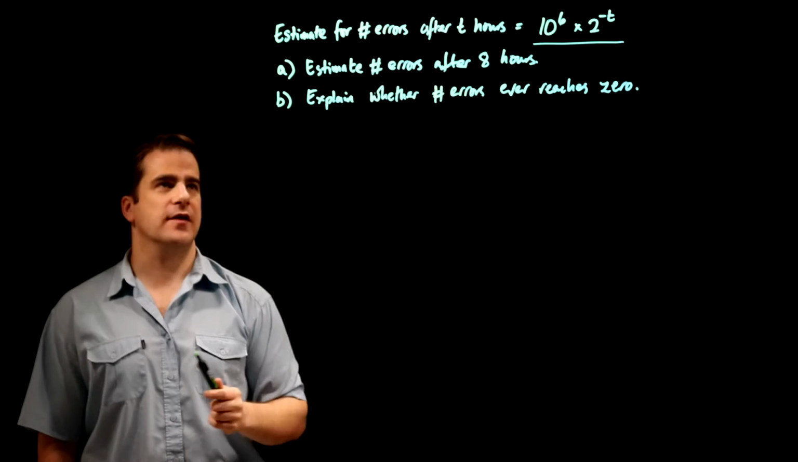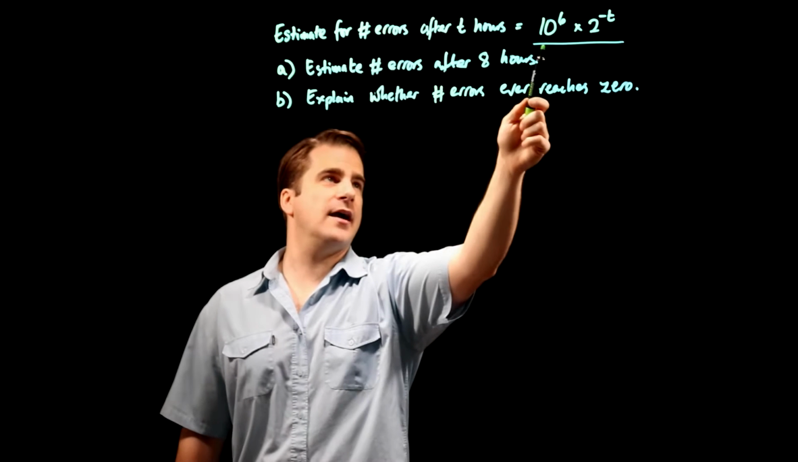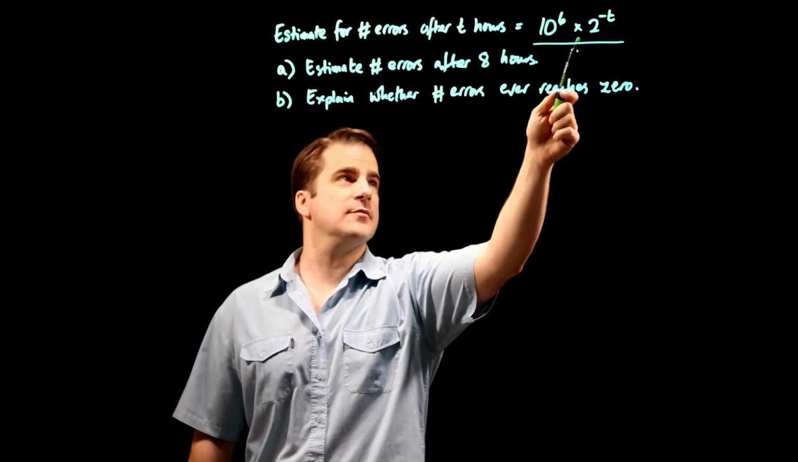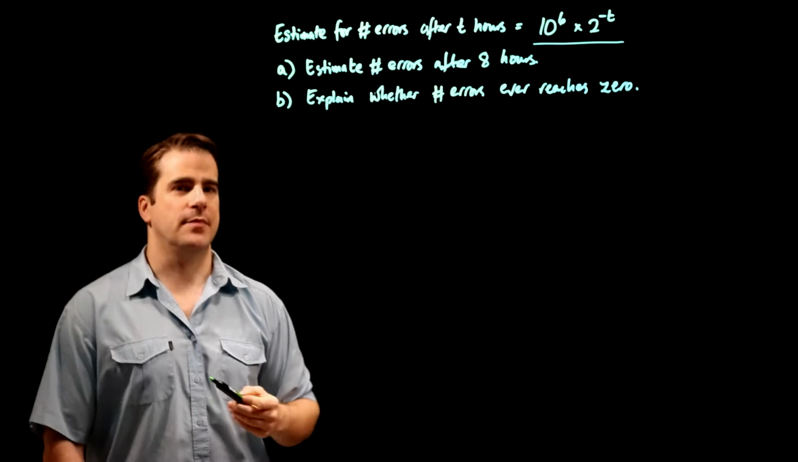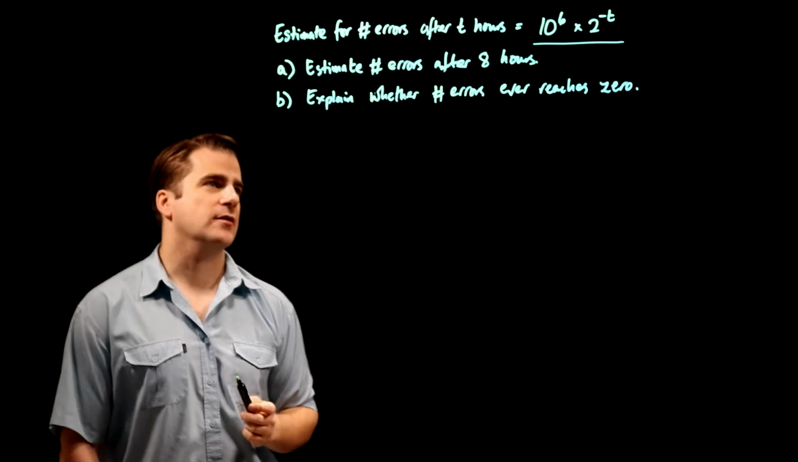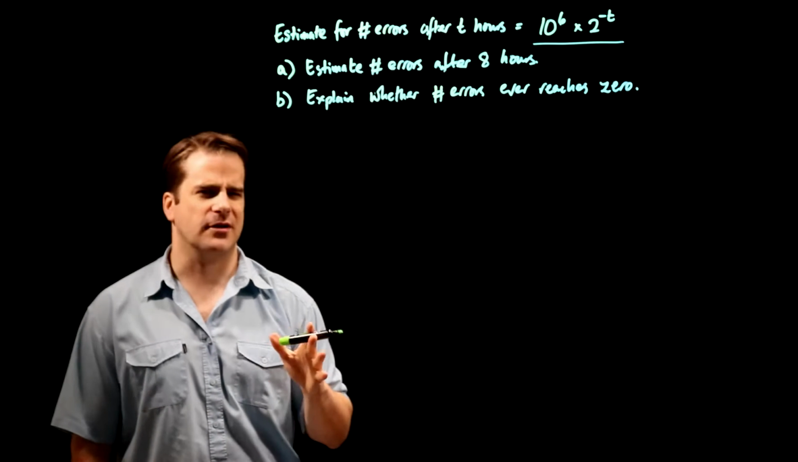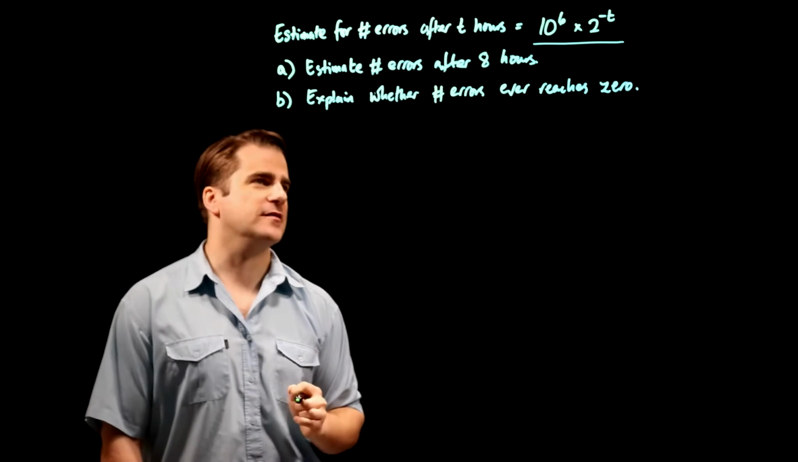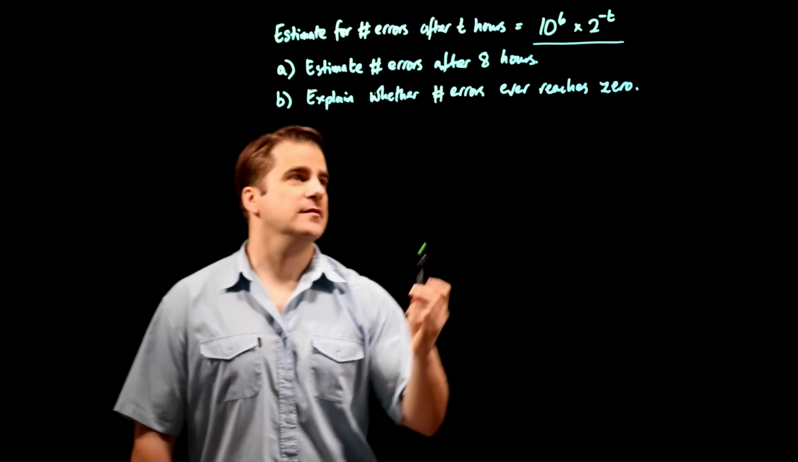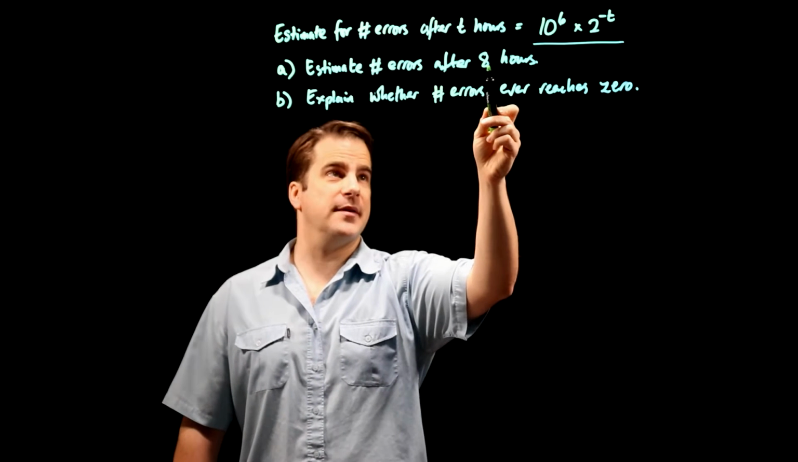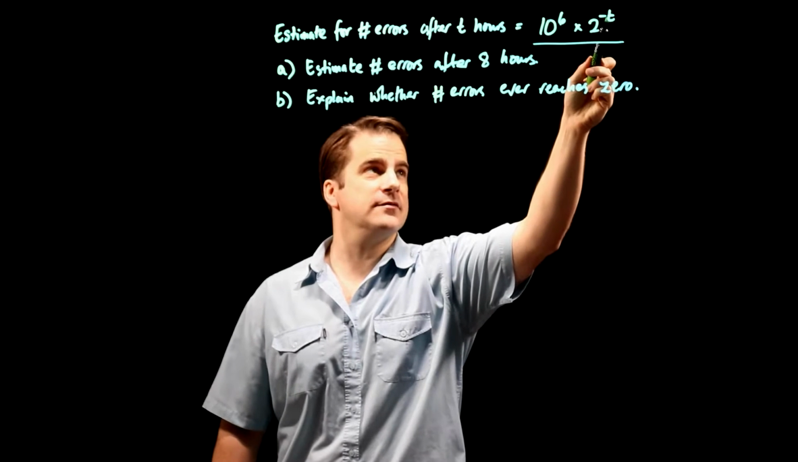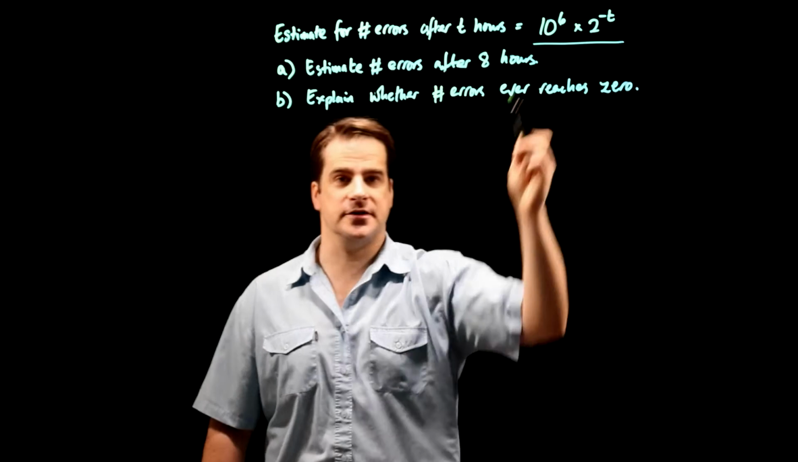Okay, we're told that the estimate for the number of errors after t hours is 10 to the 6 times 2 to the minus t. Part A. We have to estimate the number of errors after 8 hours. So we're just subbing in 8 for the value of t into this expression.